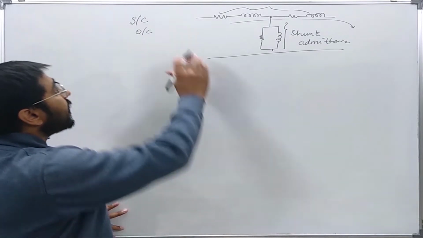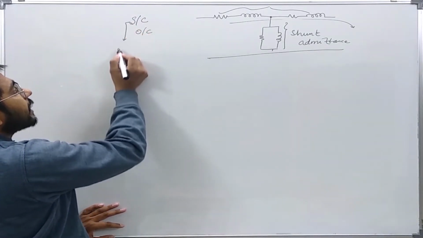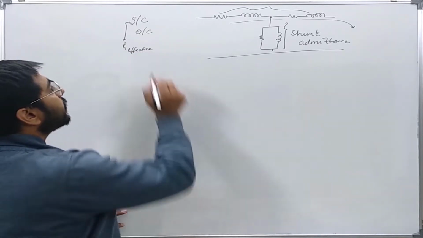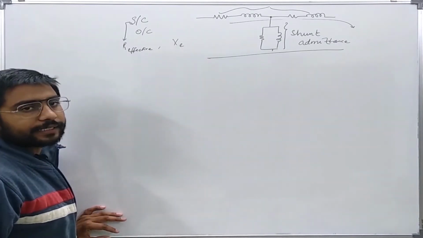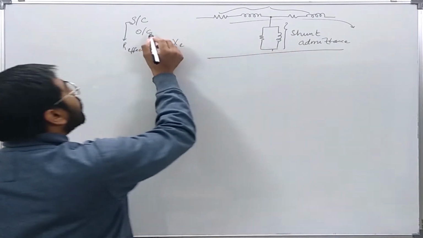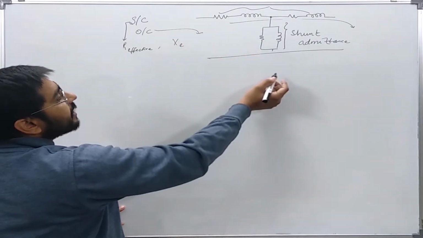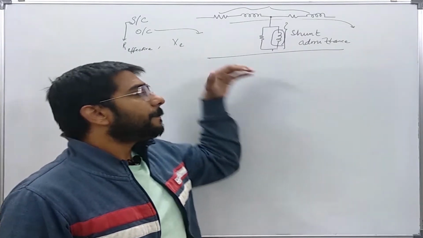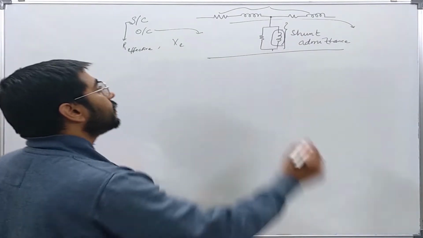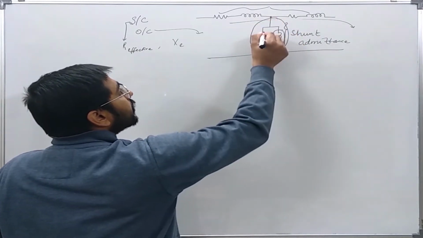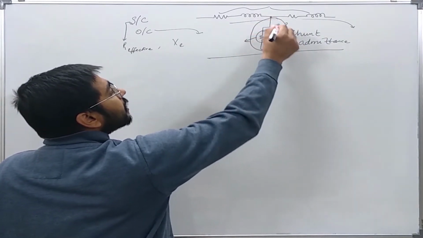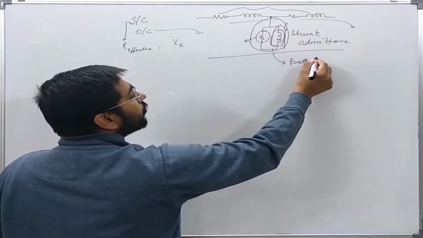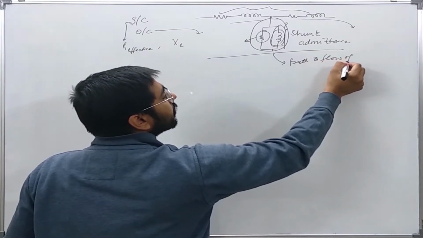Okay, so by short circuit test, what do we actually get? We actually get R effective and the leakage reactance, and the open circuit test gives us the shunt admittance, which is nothing but the admittance giving a path to the flow of magnetizing current. So this branch is representing the loss part, and this part is representing the path to the flow of magnetizing current.